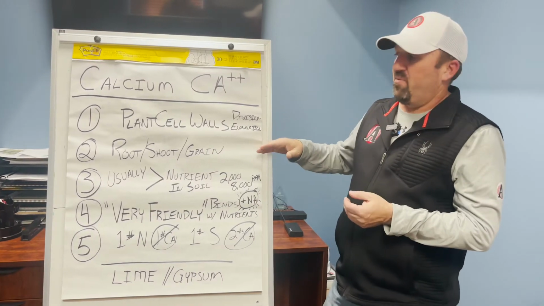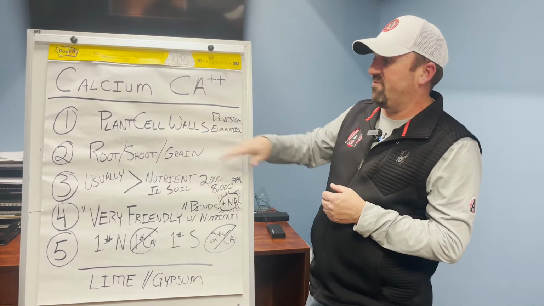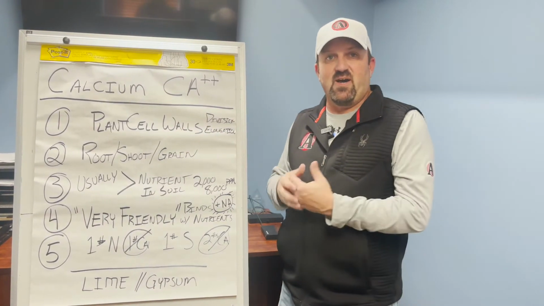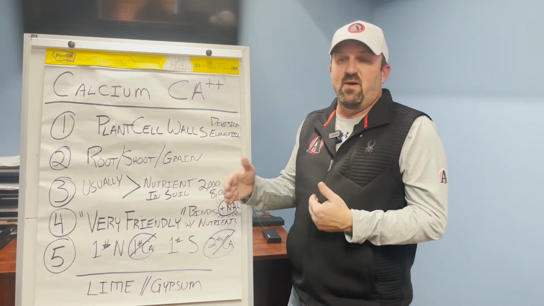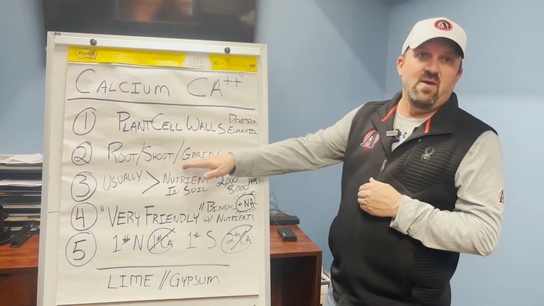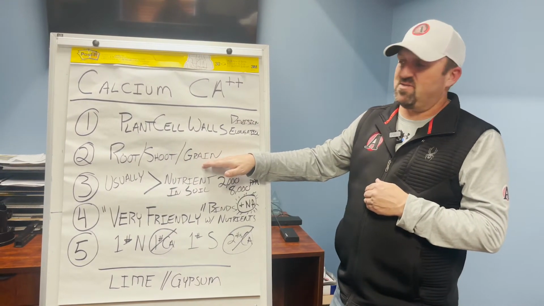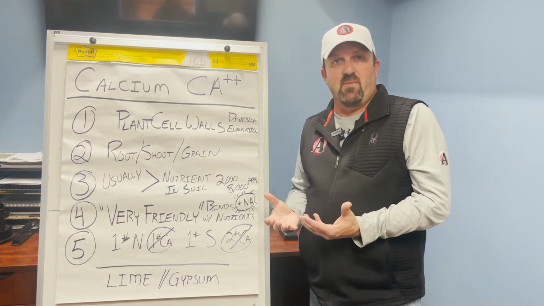Calcium is very important in the plant. It's key to plant cell wall development. Cells divide as they elongate, as those plants grow, whether it be corn, soybeans, wheat. Calcium is very integral in that. It's the key part to root, shoot, and grain development. So it impacts all phases of the plant. We're always needing calcium to be taken up by the plant.